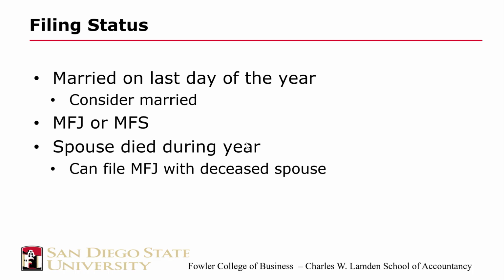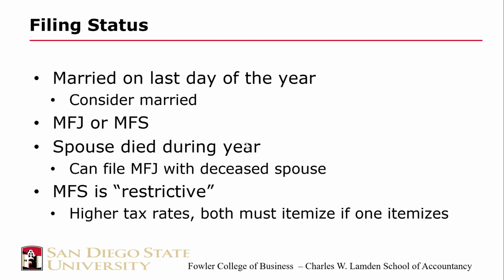Now, of course, if you get remarried, you might file jointly or separately, but with your new spouse, right? That means the old spouse is left out there, right? The old spouse is going to file as a single person, and you're remarried, so you're going to file in whatever category you want to, either married filing joint or married filing separate. Married filing separate, I like to describe it as restrictive from a tax perspective.